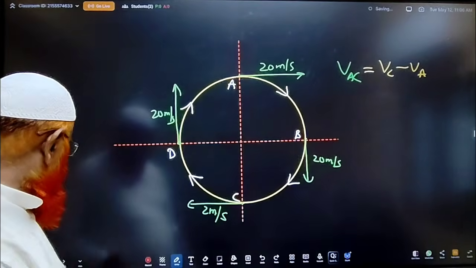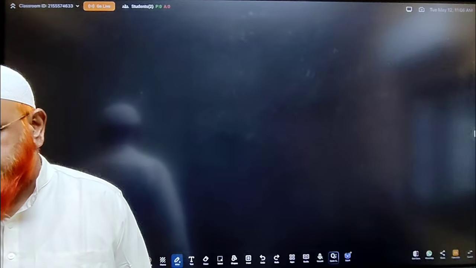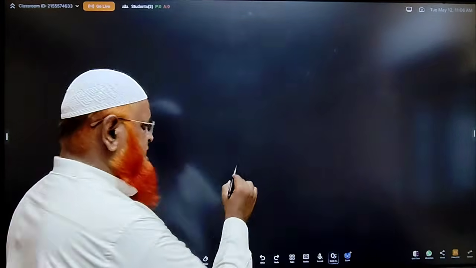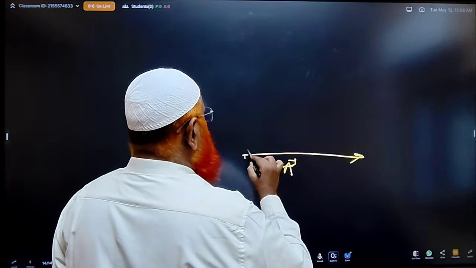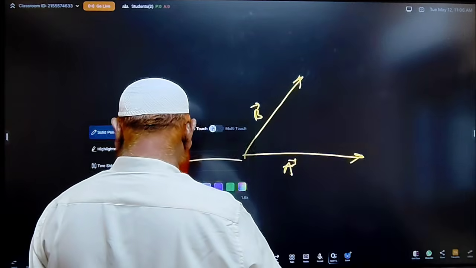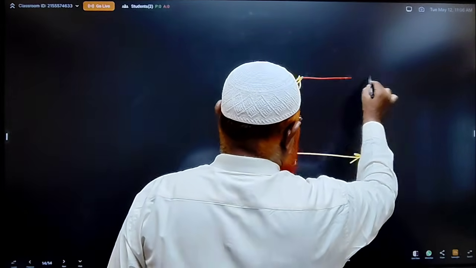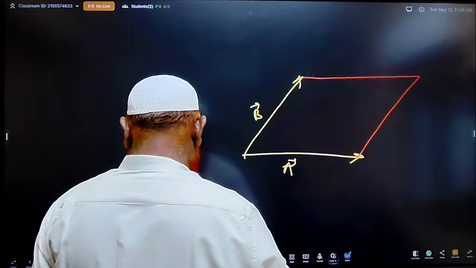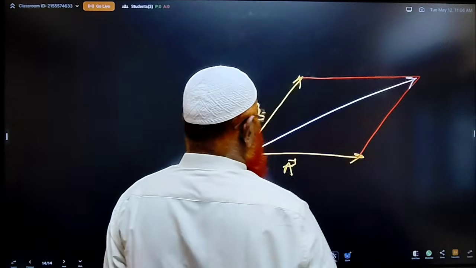But you should know one thing here, that in vectors there is no subtraction. In vectors there is no subtraction. I will give one small example. So this is a vector which is called A bar. This is a vector which is called B bar. What is the resultant of these vectors? If you join these two, this is going to be the resultant of these vectors. This is called the resultant.